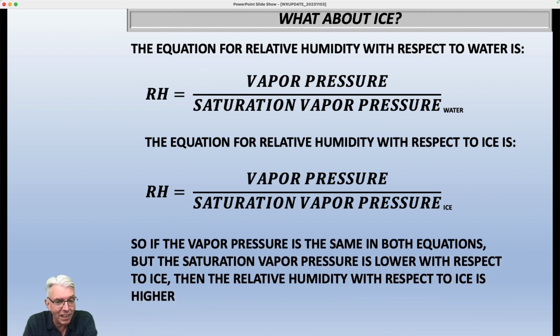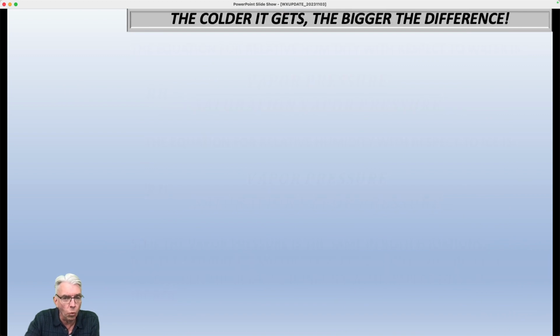But we just said that the vapor pressure is the same in both of these equations, but the saturation vapor pressure is lower with respect to ice, then the relative humidity with respect to ice is going to be higher. If you have a fraction, you have a numerator and a denominator, and the denominator is smaller in the one equation than it is in the other, then that ratio with the denominator being smaller is going to be bigger, okay? And so the relative humidity is going to be higher with respect to ice than it is with respect to water.